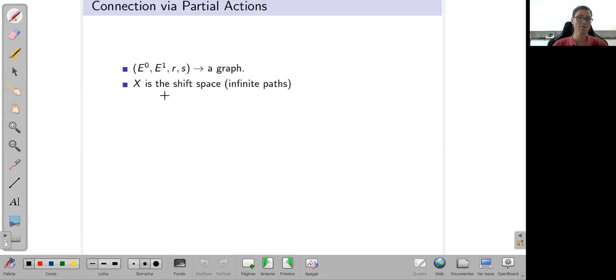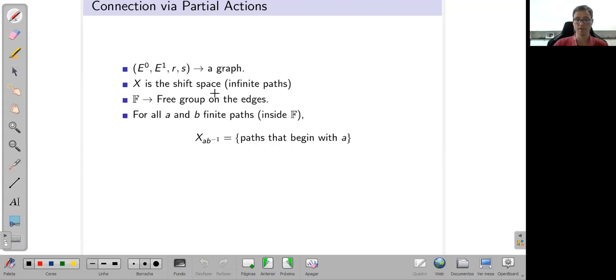So say we have a shift space. We have a graph, we have the infinite paths, and now look at the free group on the edges. And I'm going to define a partial action. For each element of the free group, I have to define a subset. For most of them it's going to be the empty set. I'm just going to look at elements of the free group that are finite sequences of the form AB minus 1. Let's say this is A here, and then I have another one here, B. They have the same range.